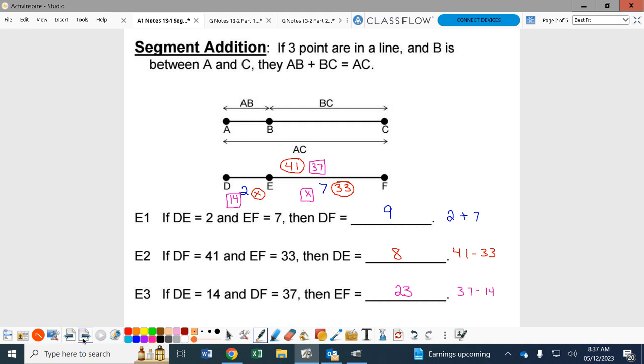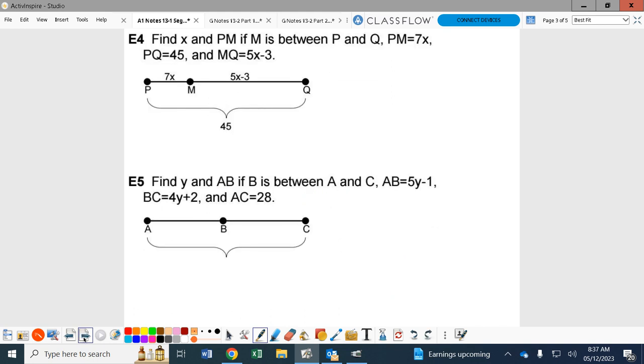So here we go, guys. The next one says, find x and PM. So guys, you got two things to find. There's two separate answers. You need to understand that in geometry, they're not asking for one thing a lot of times. So they're looking for you to find x and find the length of PM. That's what PM means when there's no line over the top. Find the distance between them.